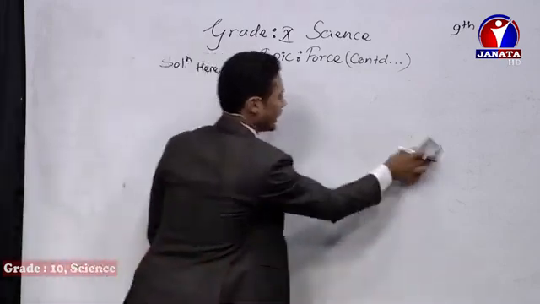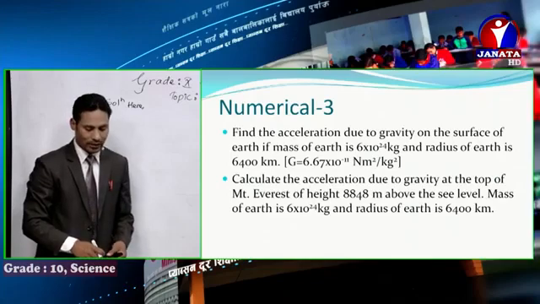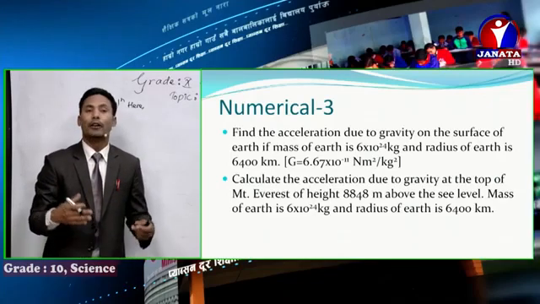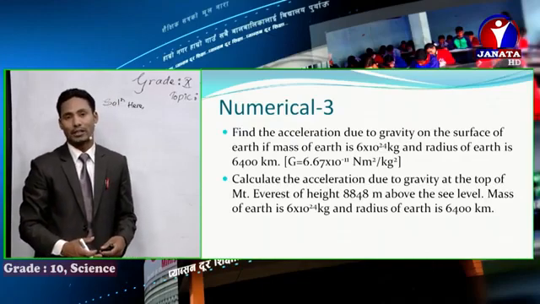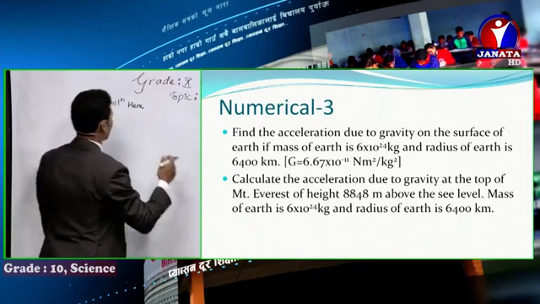So this question is related to finding the acceleration due to gravity at a certain height. Okay, so let me read the question. Calculate the acceleration due to gravity at the top of Mount Everest of height 8848 meter above the sea level. The mass of Earth is mentioned over there, and the radius of Earth also. So this one is finding the acceleration due to gravity at a certain height. So let's see how to calculate this one.